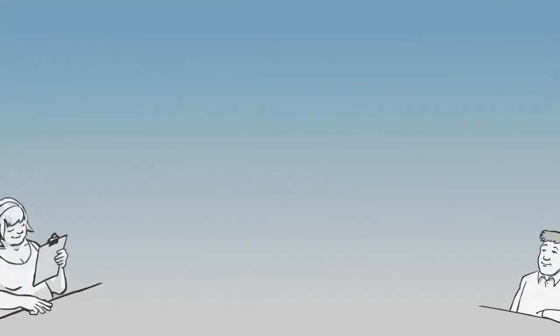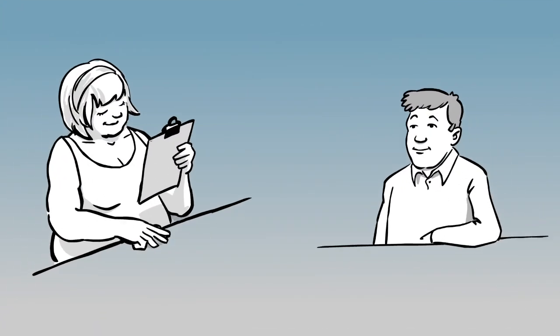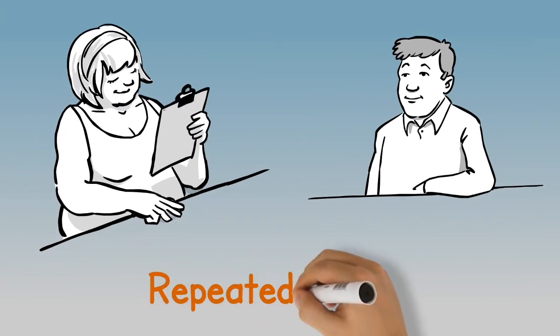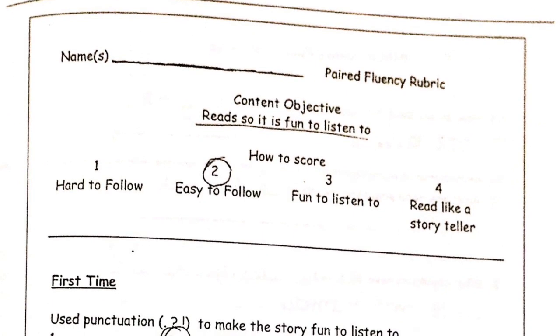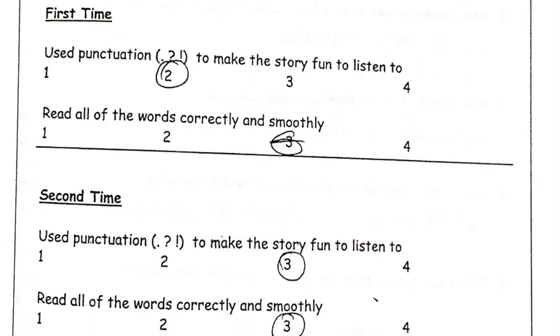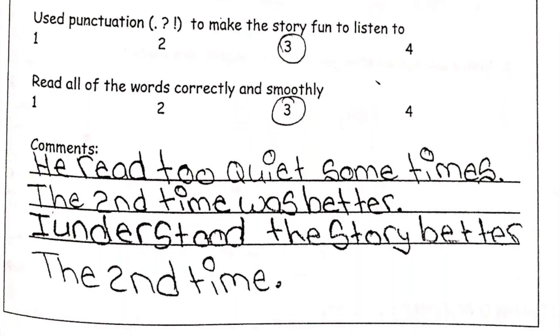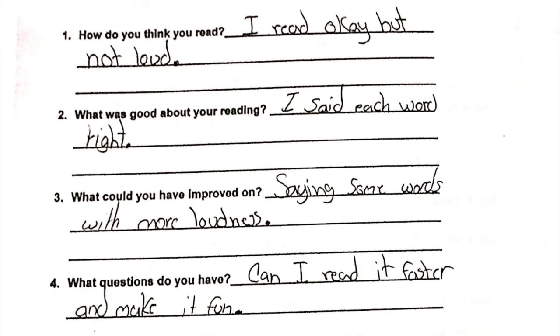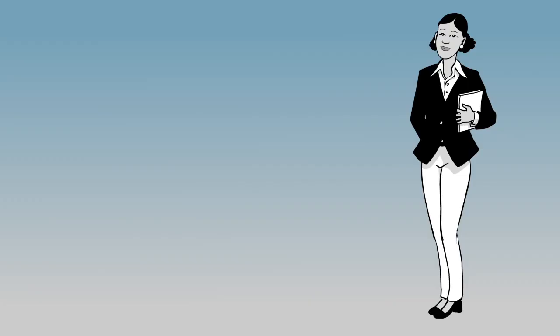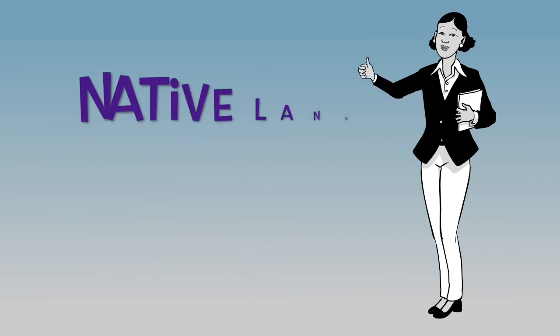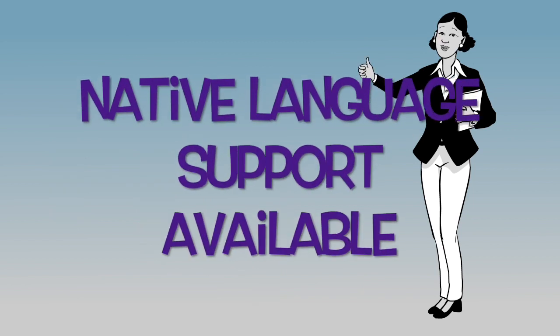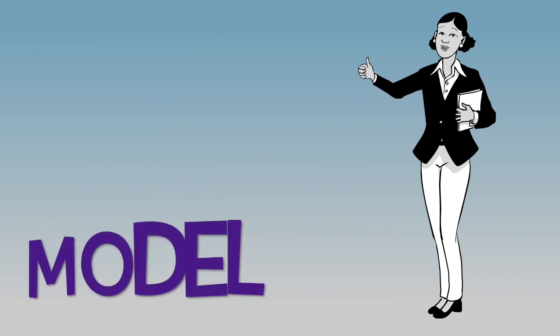The next activity is repeated reading. This activity provides CLD students with practice for developing automatic recognition of English phonemes, high-frequency words, and word patterns. Something to keep in mind with this activity is to pair a CLD student with a more proficient reader so that the CLD student has native language support available and also has a model to emulate.